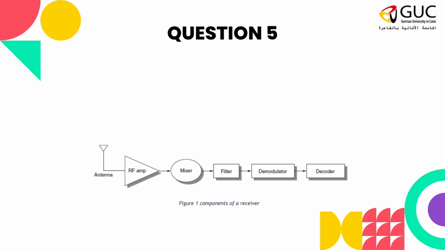Okay, let's move on to our first question. How do radio transmitters work? So actually we described how do we receive signals. Here the question asks how do we transmit signals.